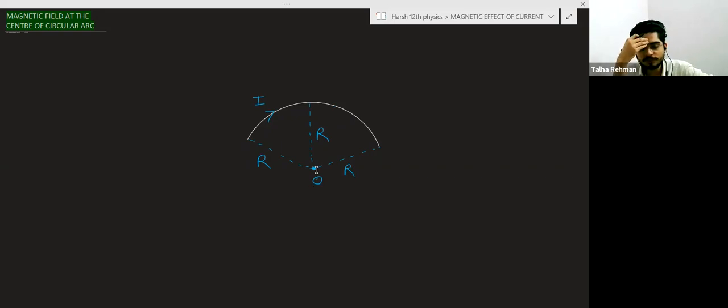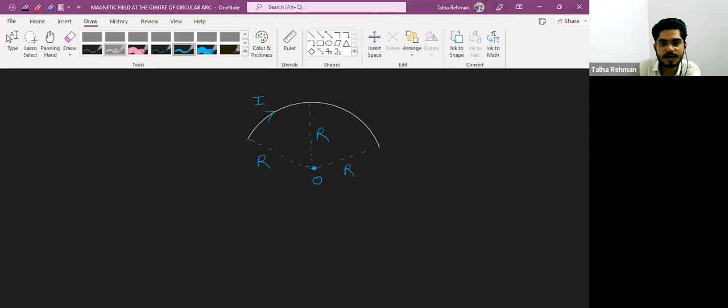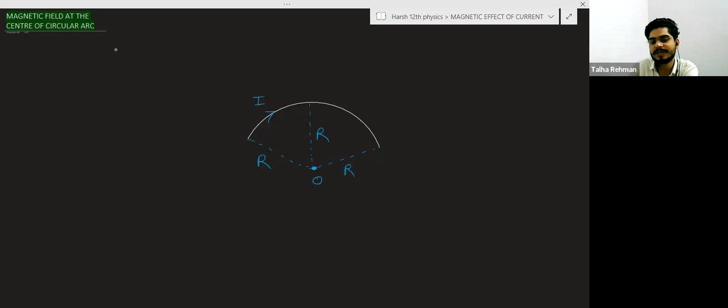So what will we do? We will apply the Biot-Savart law, and with its help we will calculate the magnetic field. See how I will calculate it. We already know that with the help of the Biot-Savart law, we can only calculate the magnetic field due to a very small element of the wire. So first we take a very small element of the wire, dL.